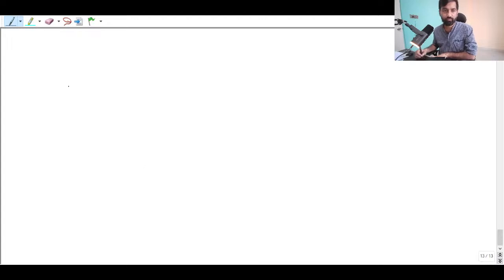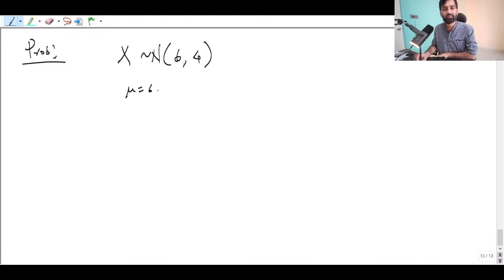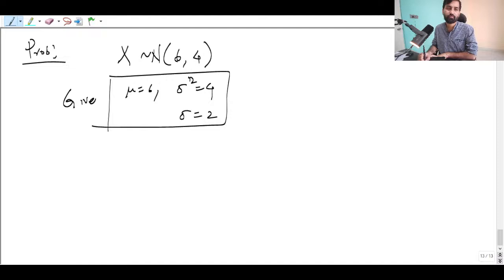Suppose any random variable is given which is not a standard normal, and has mean 6 and variance 4. So the mean is 6 and the variance is 4. What is the standard deviation? It is 2. These are the things which are given. Now suppose they are asking you to compute the probability of 2 less than x less than 8. They are asking for this value.